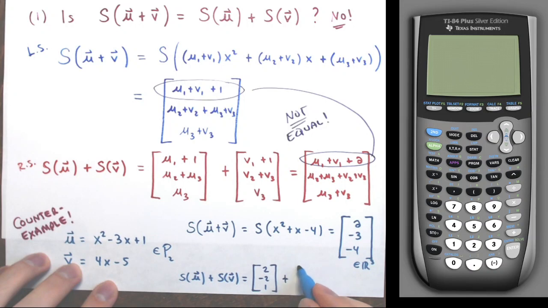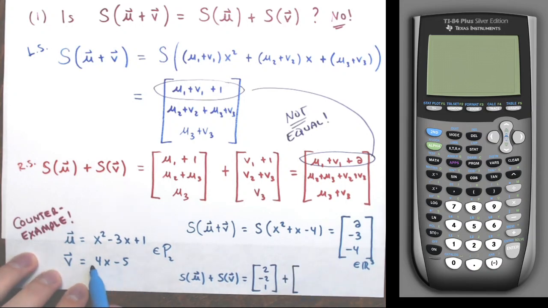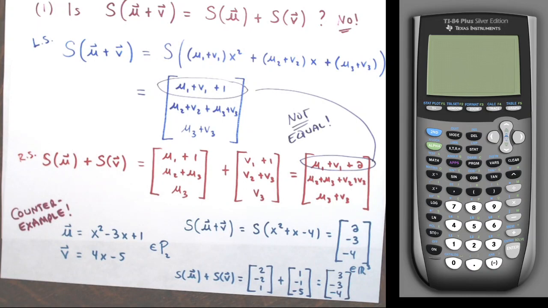Then I'm adding to this S of v. Now A is 0, so it'd be 0 plus 1, or 1 for the first component, and then B plus C, 4 plus negative 5, would be negative 1 for the second component, and then C, negative 5 for the third component. And again, now when I do addition, it's not adding polynomials, it's the addition in R3, adding these vectors. Standard addition, just add the components. 2 plus 1 is 3, negative 2 plus negative 1 is negative 3, 1 plus negative 5 is negative 4. And you can see very clearly now that these are not the same.